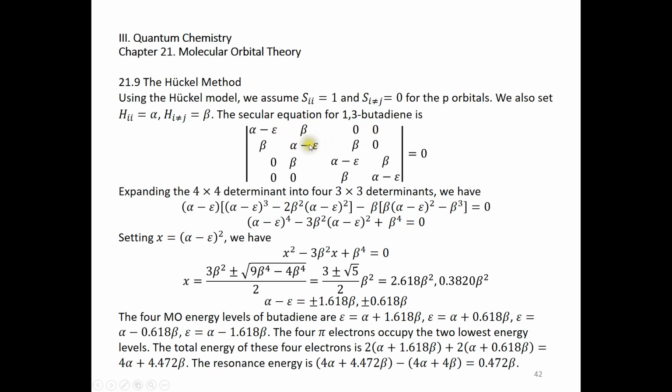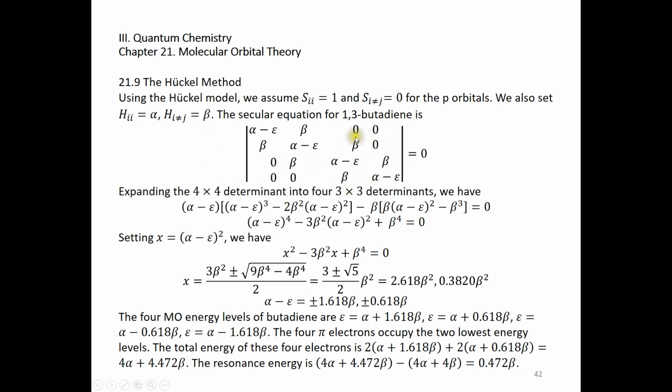Carbon 2 is bonded to both carbon 1 and carbon 3. That's why you have 2 betas on the left and on the right. Carbon 3 also is bonded to 2 carbon atoms, carbon 2 and carbon 4. That's why you have 2 betas here in this row. And carbon 4 is bonded to only carbon 3. That's why you see only 1 beta.